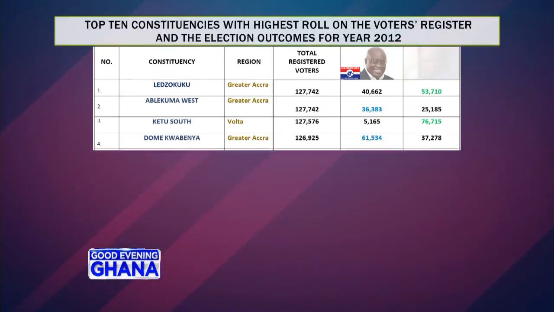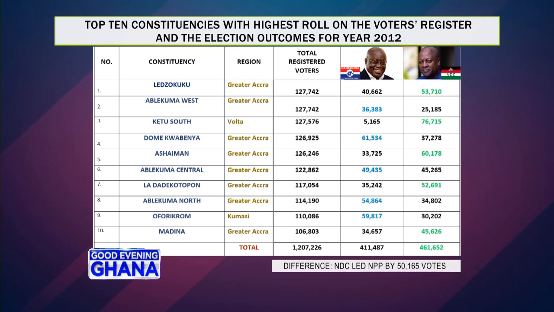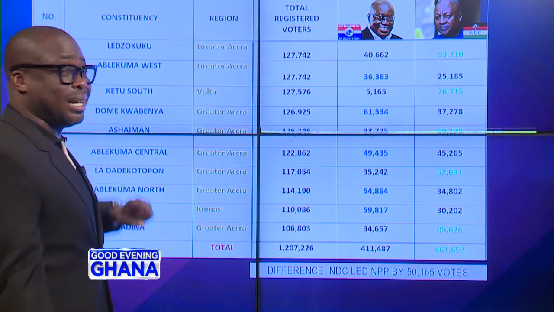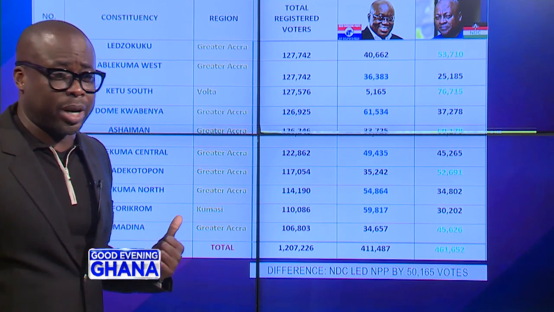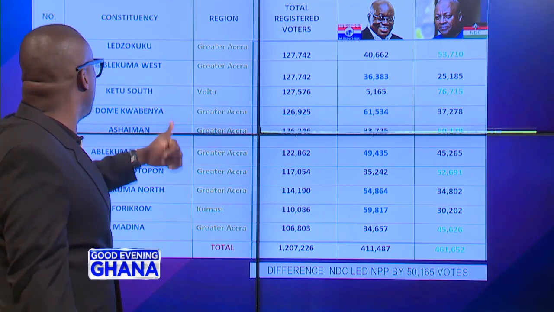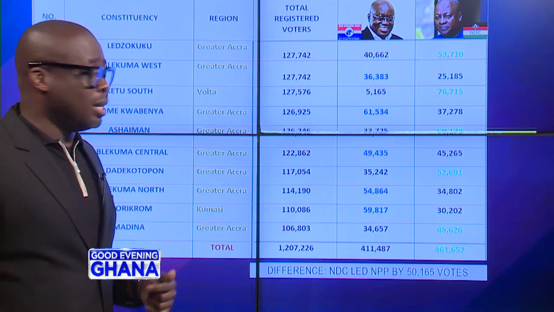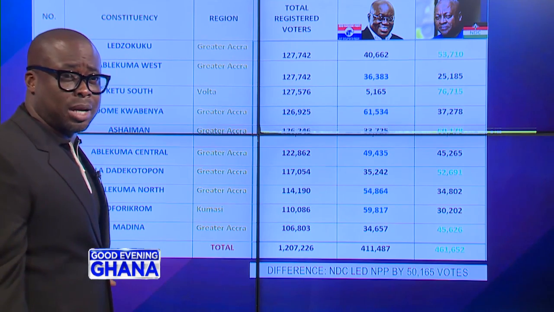Fast forward to 2012. Let's see what happens in 2012 as we are about to finalize this analysis. Okay, 2012 dynamics completely change. Constituencies are changing, things are changing, and we are coming to look at the top 10 constituencies as it was recorded in 2012. Lejokuku is now coming up as the number one. Lejokuku came in as number 10 in 2004.